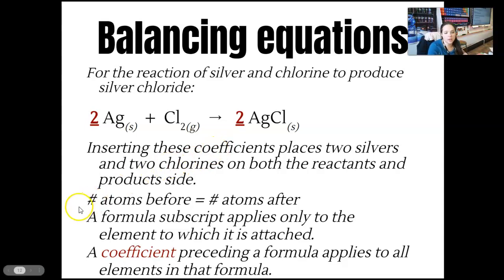So the numbers of atoms before the arrow have to equal the numbers of atoms after the arrow. Pardon me, a formula subscript applies only to the element which is attached. The coefficient preceding a formula applies to all elements in that formula, everything on that line. So it's just these 2. Doesn't mean chlorine's 2. The only reason I know it's a 2 is because of that subscript. So right here, it means everything after it is 2.